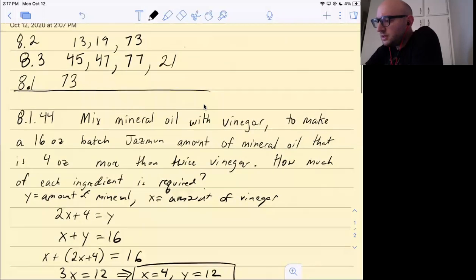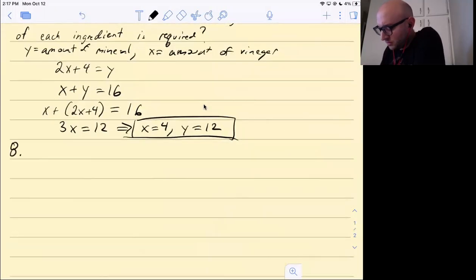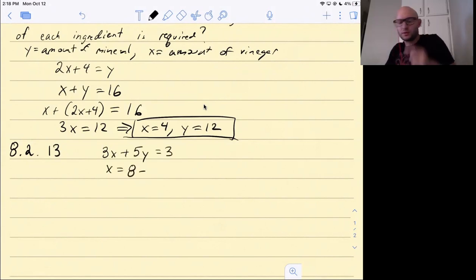8.2, 13, and 19. 8.2 13, here it was 3x plus 5y is equal to 3, and x equals 8 minus 4y. And it says to solve using substitution.